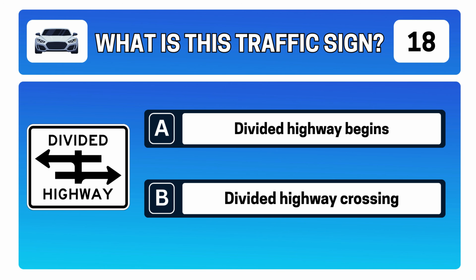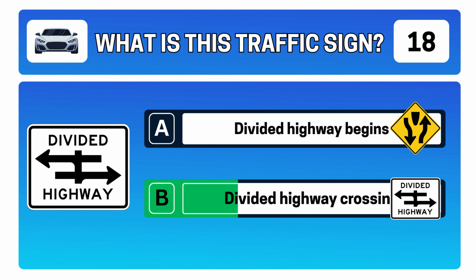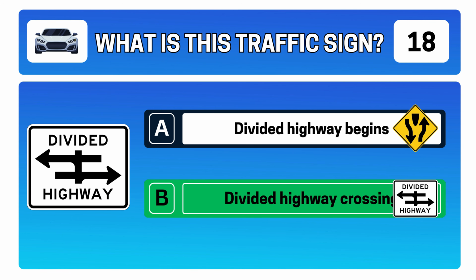What is this traffic sign? A. Divided highway begins. B. Divided highway crossing. Correct. It is the divided highway crossing sign.